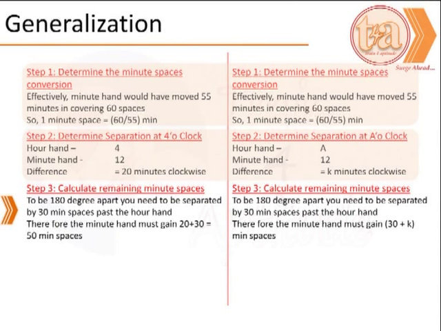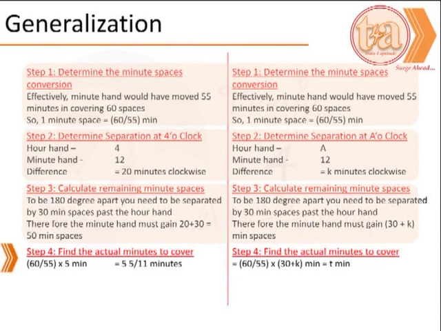Note here that the hour hand is pointing at a number lesser than 6. And that is when this would apply. If the hour hand points at a number greater than 6, then we do not have to complicate it as much. Having identified the actual minute spaces that need to be covered, in this case let us assume it is 30 plus K minute spaces, we multiply it into 60 by 55 to get an answer T minutes.